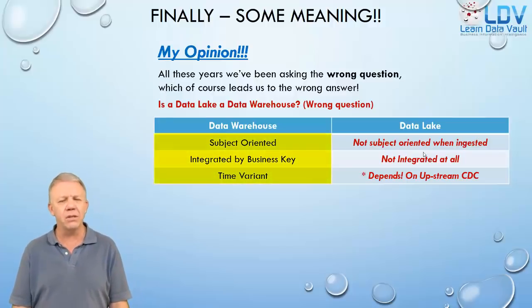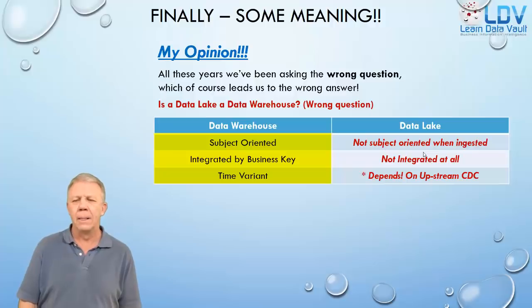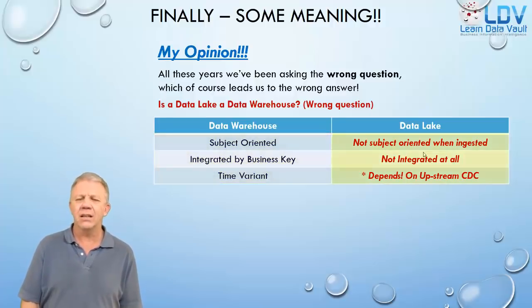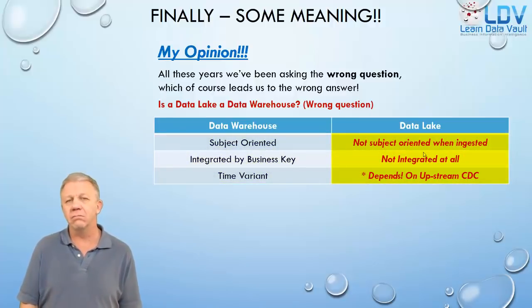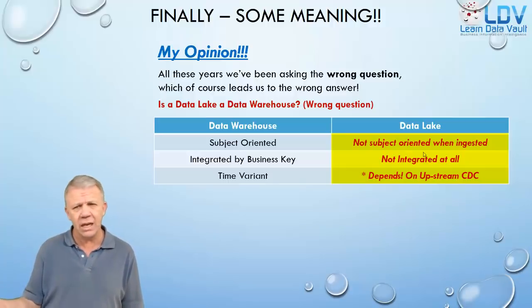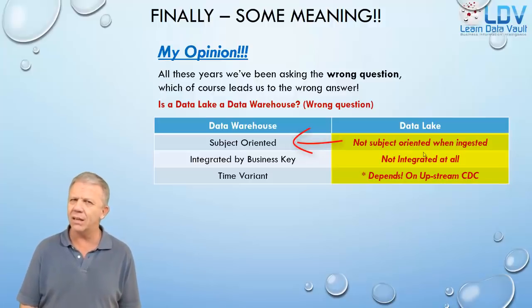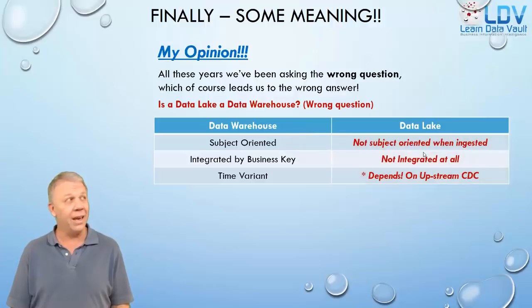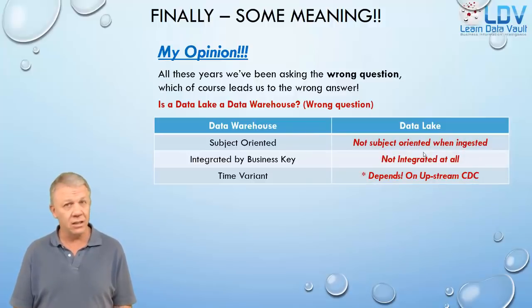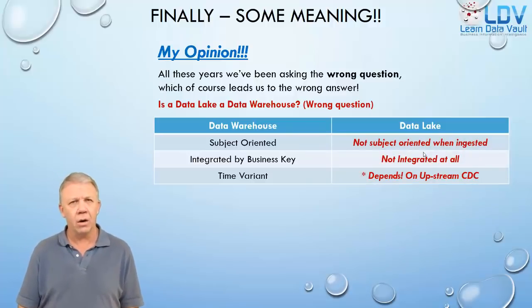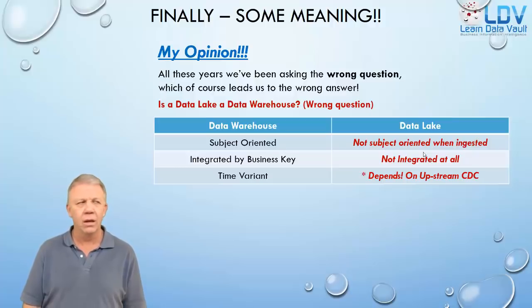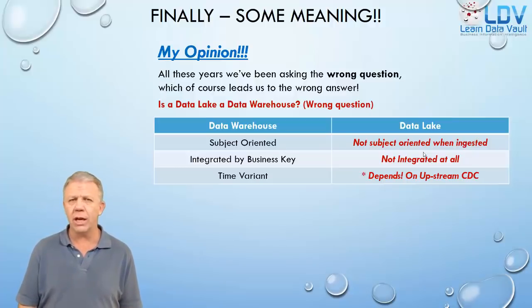Subject-oriented, integrated by business key, time-variant. Okay, great. So on the data lake side, not subject-oriented when ingested. Okay, what happens when you process the data, whether it be through a virtual engine or through Hive or through some analytical process? Well, then it becomes subject-oriented, doesn't it? And at that point, when you process it in a data lake or a landing zone, all of a sudden you have to apply structure to it. Who cares when it happens, whether it's late binding or not, whether it's schema on read or schema on write? You have to apply structure, right?